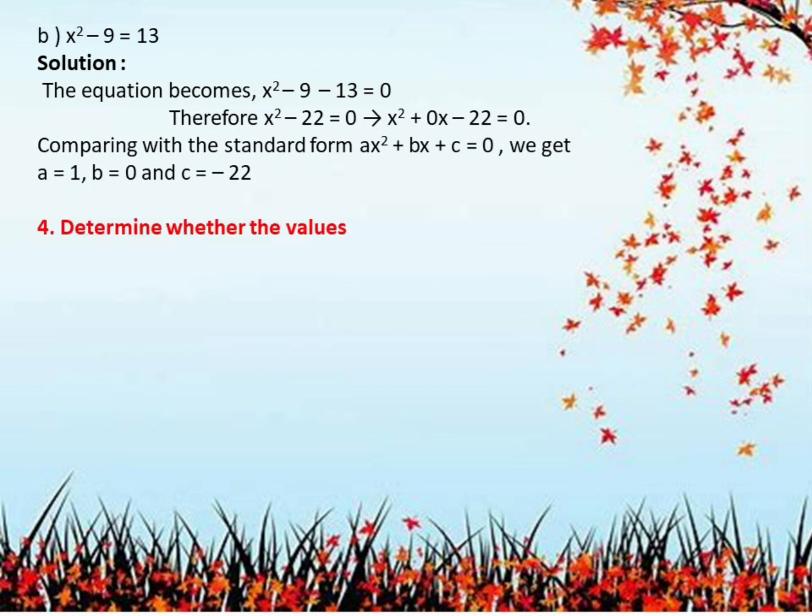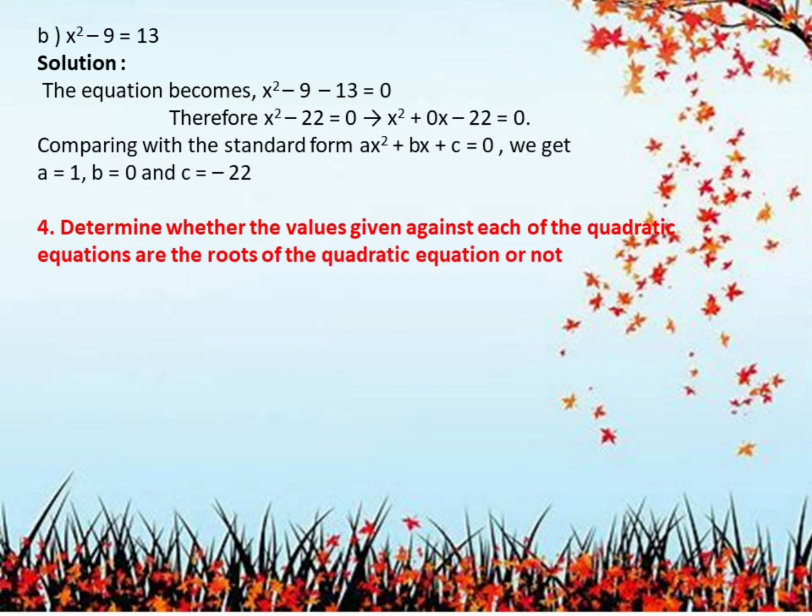Decide or determine whether the values given against each of the quadratic equations are the solutions or the roots of the quadratic equation. 2m square minus 5m is equal to 0. Here the values for m have been given. M is equal to 2 and 5 upon 2.